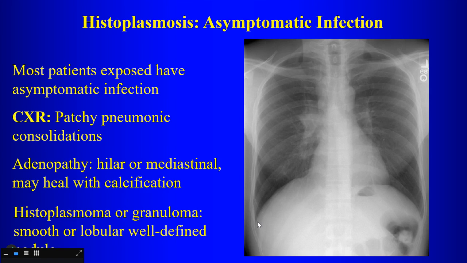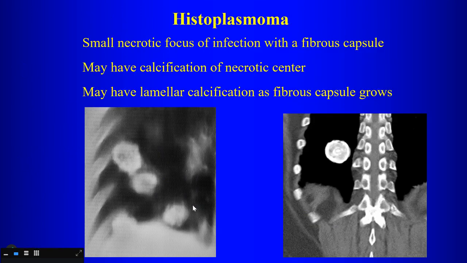Asymptomatic infection can occur. Patchy pneumonic consolidation, adenopathy, kind of similar to tuberculosis. So the fungus has in common with tuberculosis that adenopathy can occur in both, and both can have asymptomatic infection. And then the sites of infection in the lung can heal with granuloma formation, and if it's large enough, we call that a histoplasmoma. A histoplasmoma is this focus of infection with a fibrous capsule, and it may develop shell-like calcification in the periphery. So that can occur with histoplasmomas.